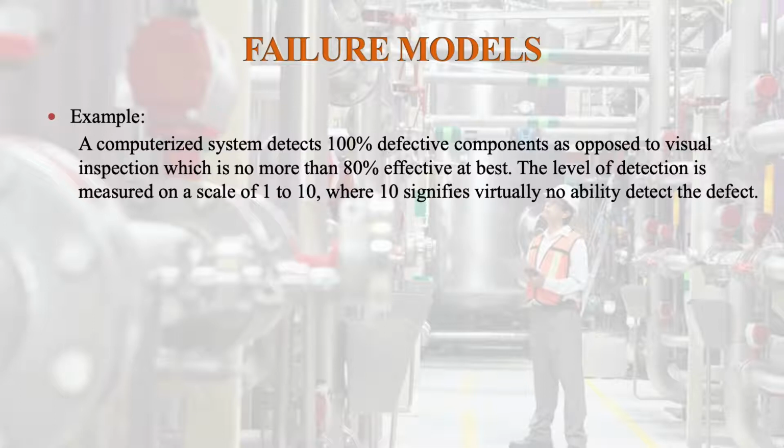Example, a computerized system detects 100% defective components as opposed to visual inspection, which is no more than 80% effective at best. So this is the advantage. The level of detection is measured on a scale of 1 to 10, where 10 signifies virtually no ability to detect the defect.